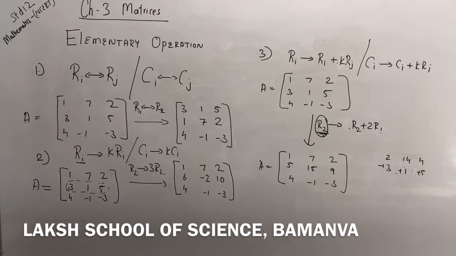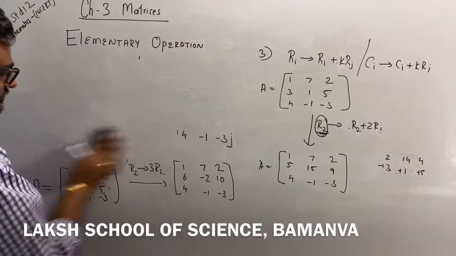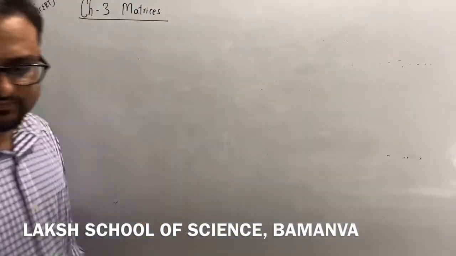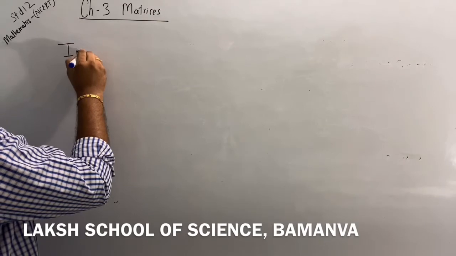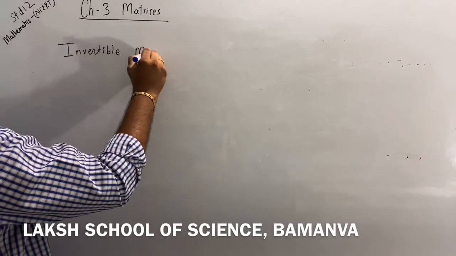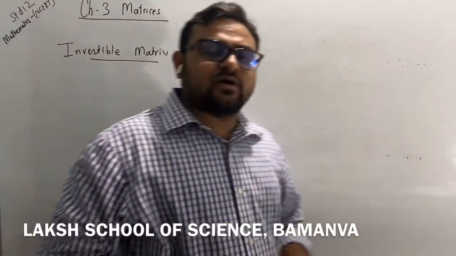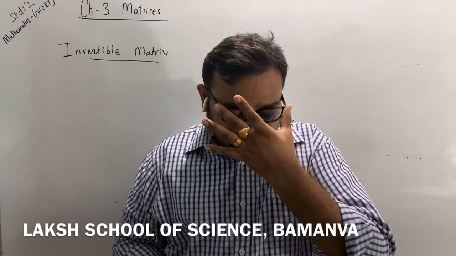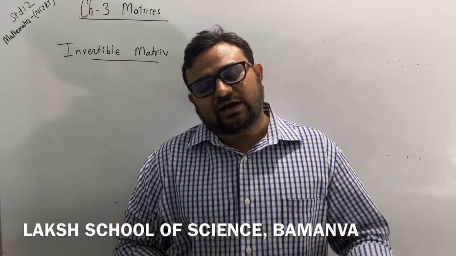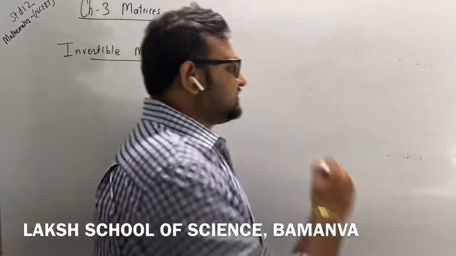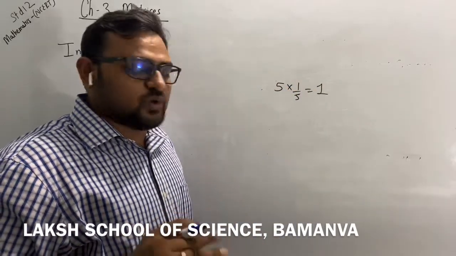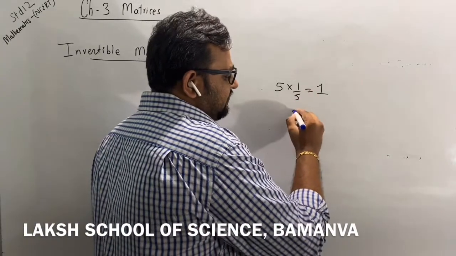Okay, next is invertible matrix. The next portion that we will study here is invertible matrix. Invertible matrix means if A is a matrix, then A inverse. Just like multiplicative inverse. The multiplicative inverse of 5 is 1 by 5. That means 5 into 1 by 5 will be equal to 1. Clear? The multiplicative inverse of 7 is 1 by 7. Right? So I can write this as 5 inverse.